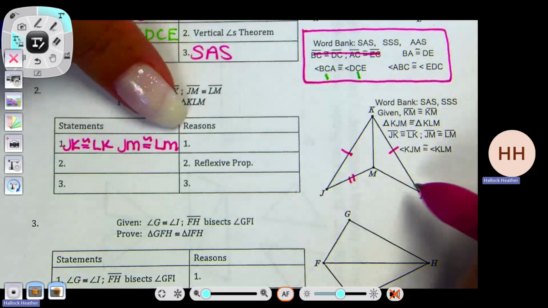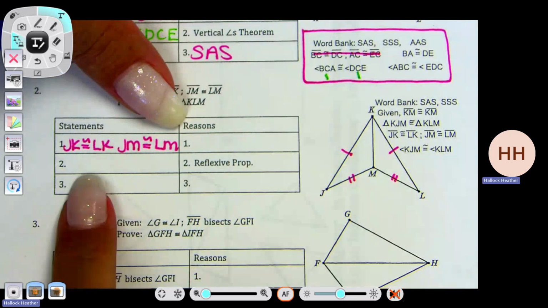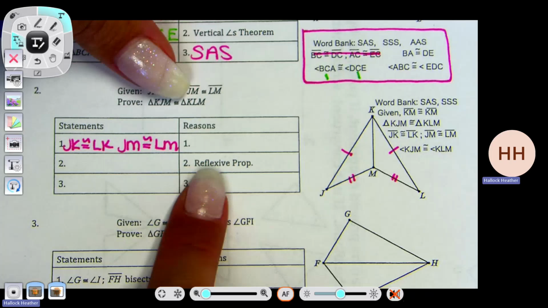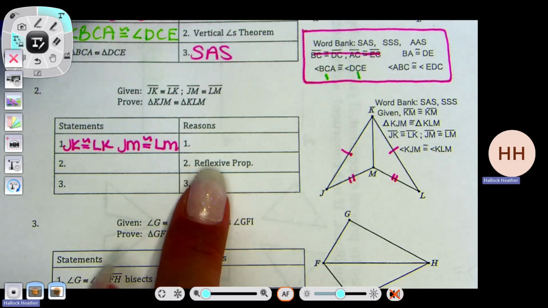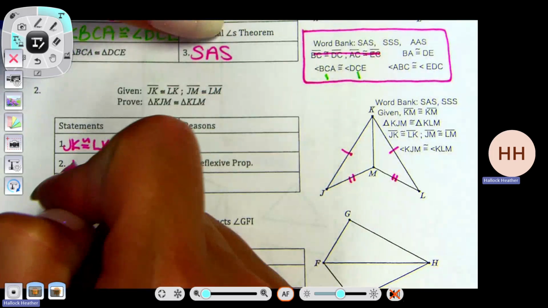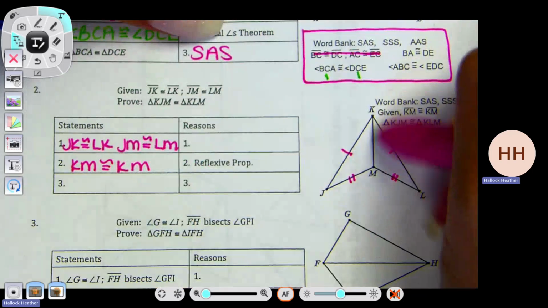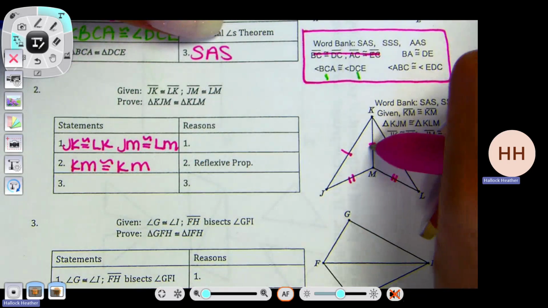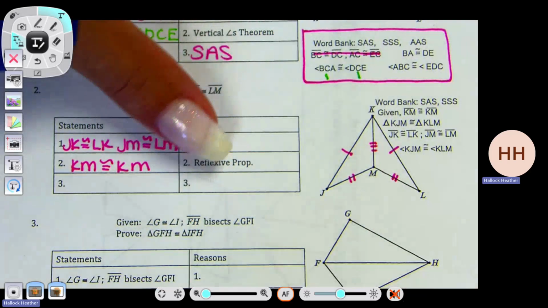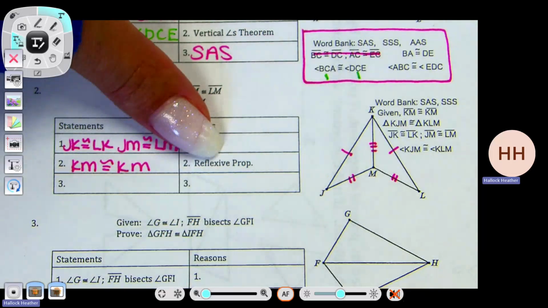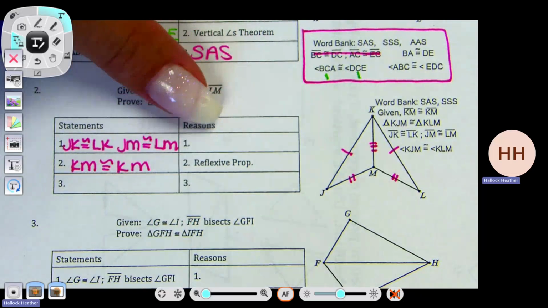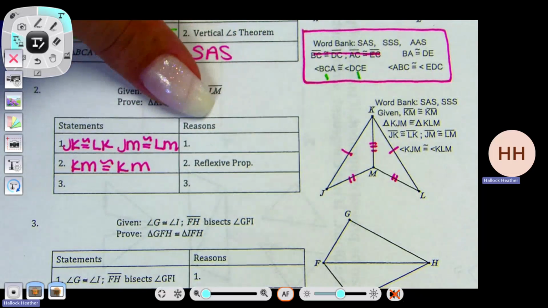That matches with LM. Now this is completely blank, but it says reflexive. So they're not kissing. They're touching. So what is that? KM is congruent to KM because they share KM. They share this side, so I could put my 3 tick marks there. Reflexive property is when they touch at the side. Vertical angles is when they kiss. Also, I forgot this part. What is the reason for number 1?